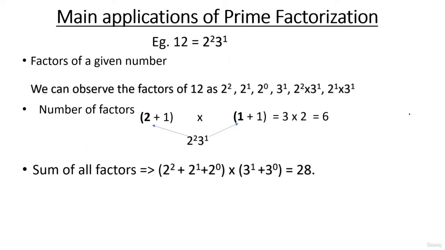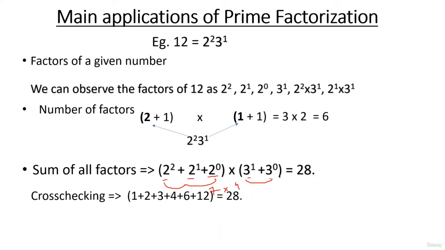More important application is you can find out the sum of factors also. Like हमने 12 को जैसे expand किया 2 square 3 raised to 1. Okay, we should form a geometric progression GP starting with 2 square. So 2 square, 2 raised to 1 and 2 raised to 0. Add these three terms. Same way 3 raised to 1 plus 3 raised to 0. Add these two terms. So ये हो जाएगा 7 into 4. This will be 28. So that's how you find the sum of the factors of the number 12. You can cross check by taking 1, 2, 3, 4, 6 and 12, add them, you get 28.